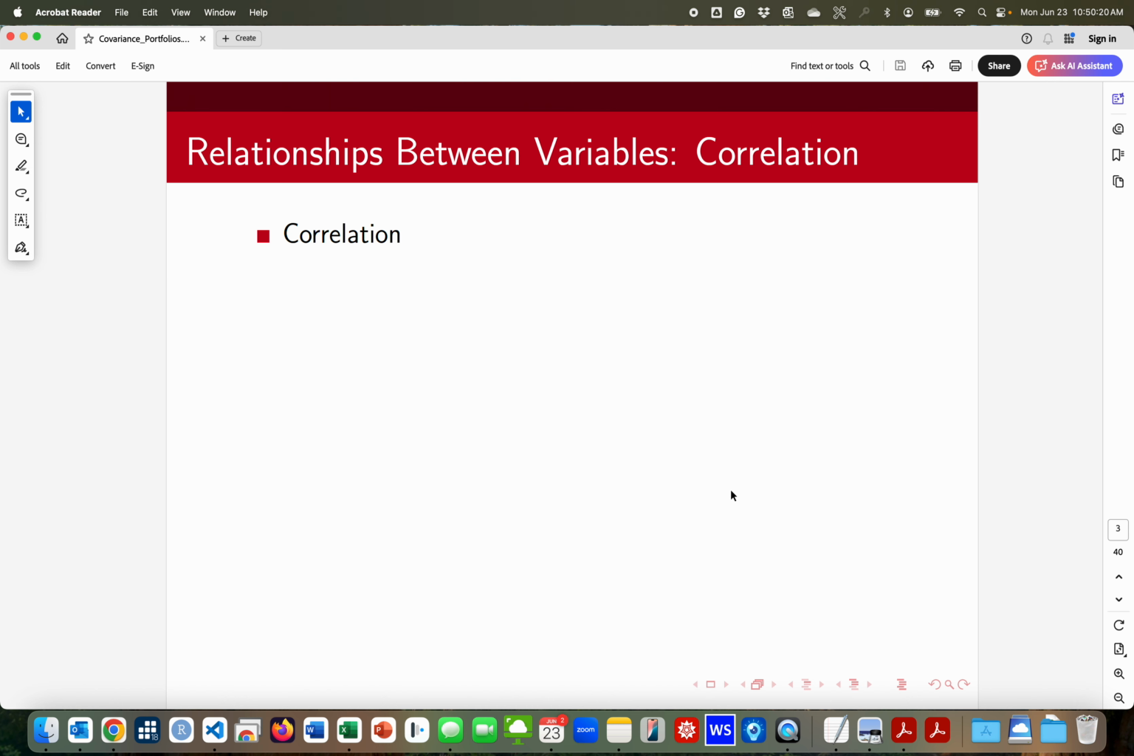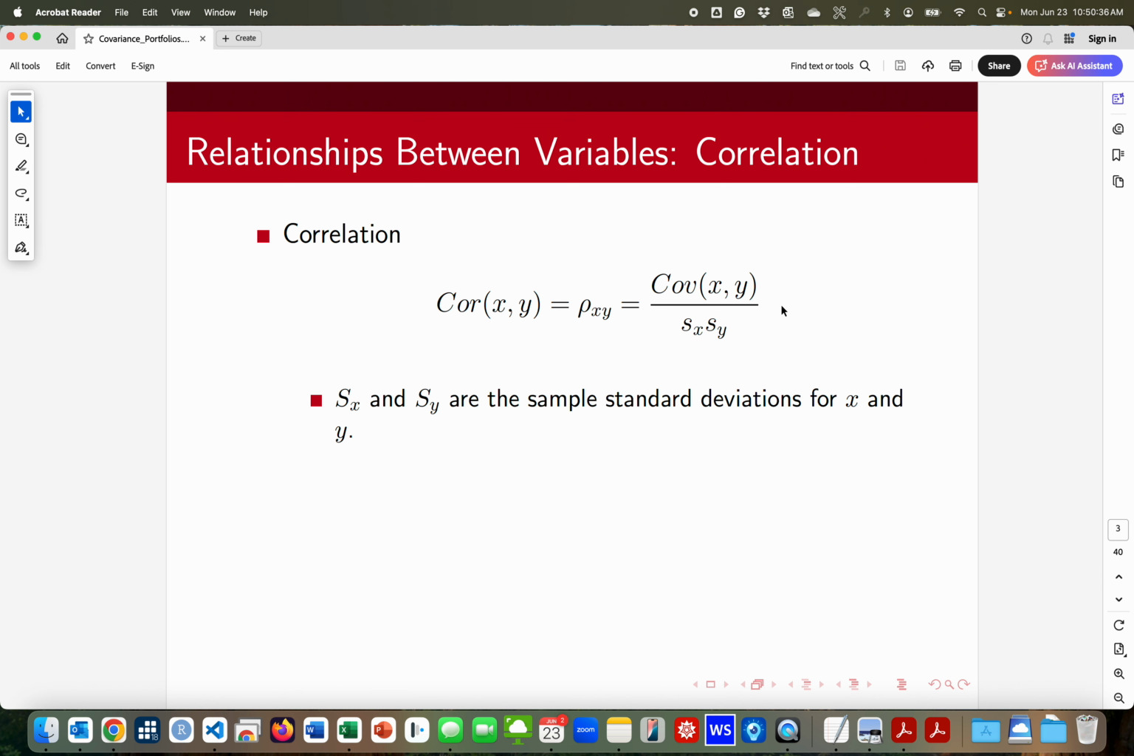So if we want strength and direction, we can use the correlation. The correlation between x and y would be the covariance that we calculated on the previous slide. Then we divide that by the product of the standard deviations. So Sx would be the standard deviation of x, Sy would be the standard deviation of y, and that's going to give us the correlation. And the nice thing about the correlation is it's bound between negative 1 and 1.